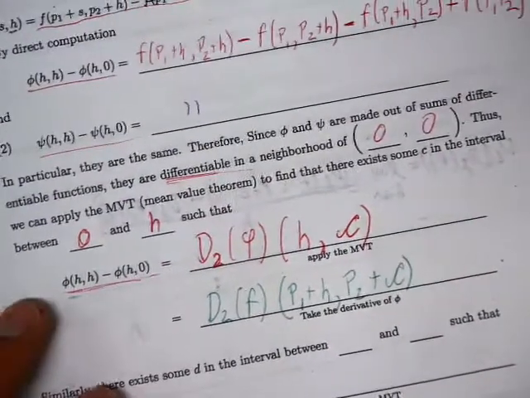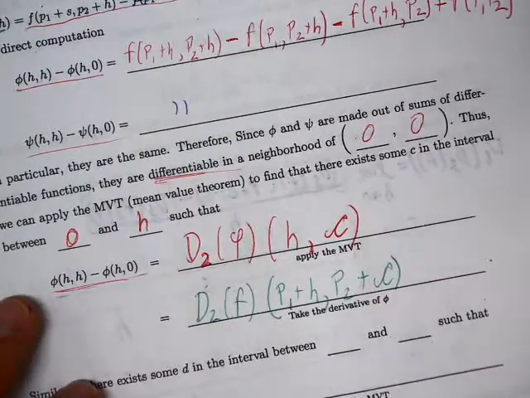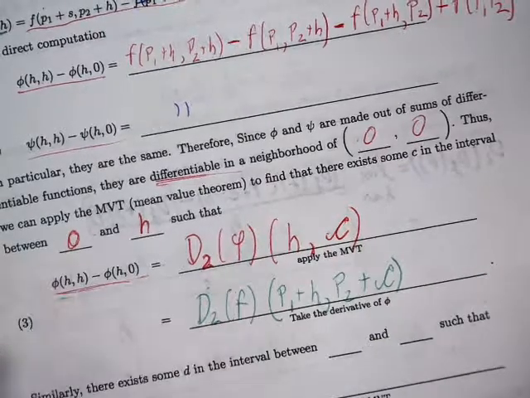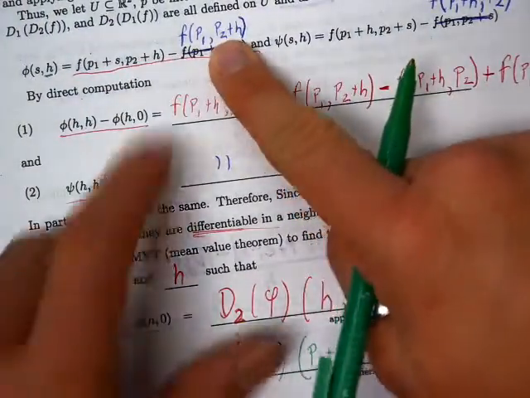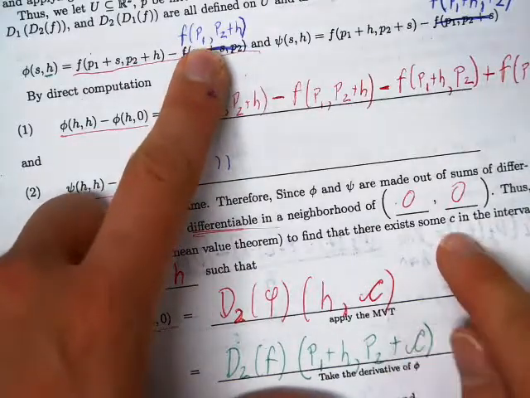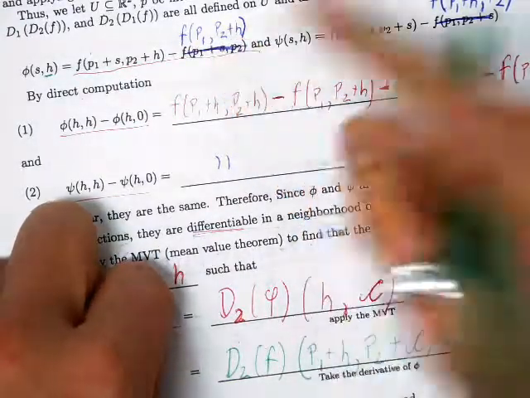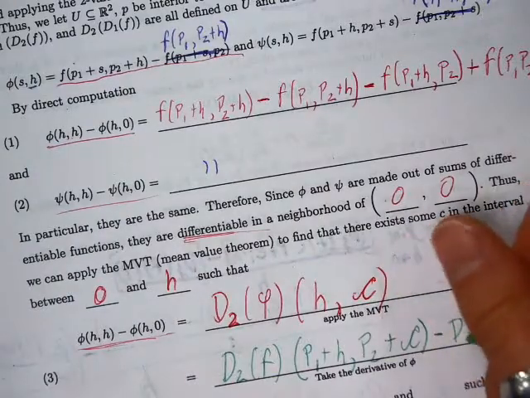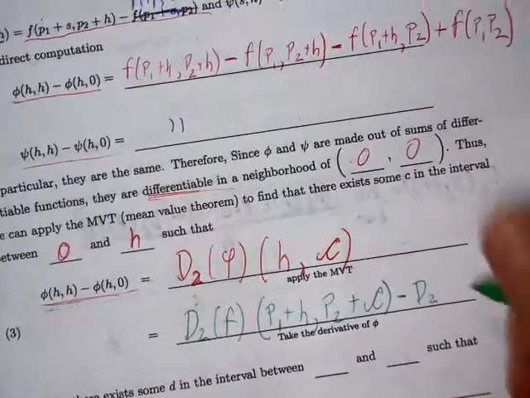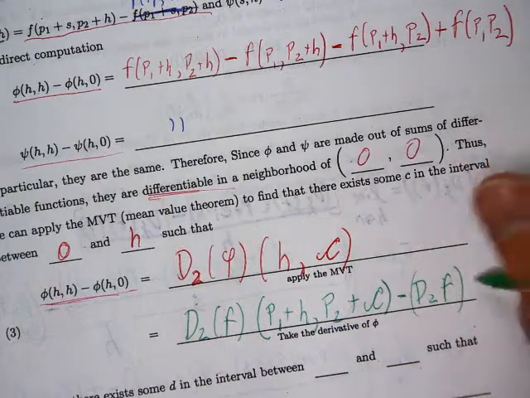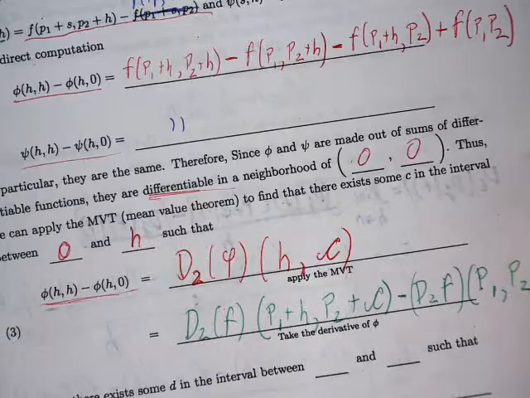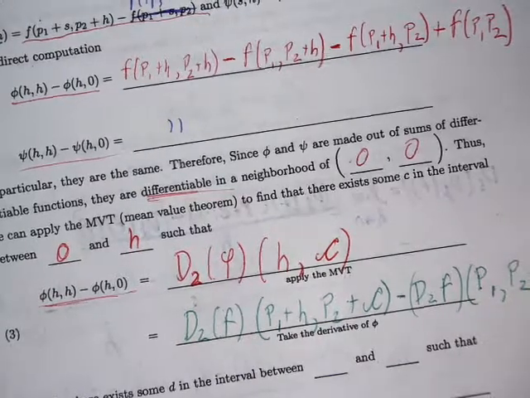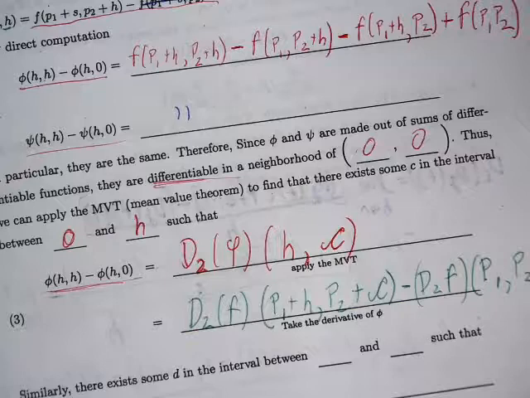Is the green actually visible? It looks really faint from my angle. It's okay though? Okay. Now I need to scooch it again because I want to get f. I'm taking the derivative with respect to the second variable still, so this entry is changing, minus d2 f evaluated at (p1, p2 plus c). Everyone pretty happy about that?